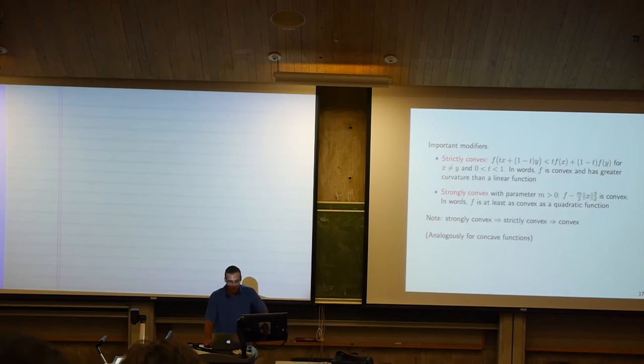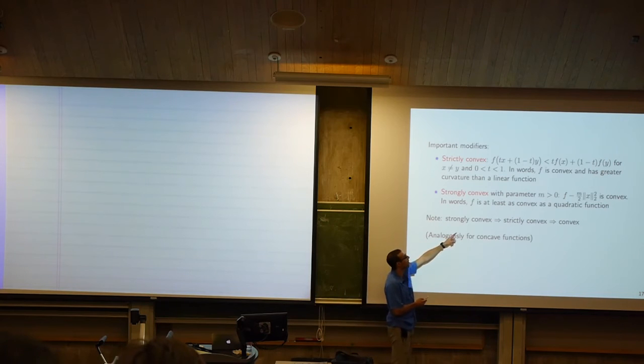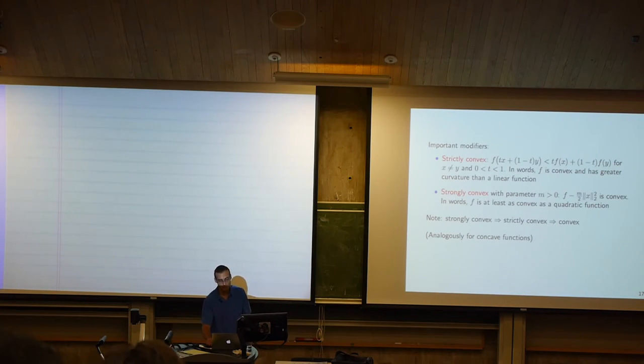So here are 2 very important modifiers: strict convexity and strong convexity. A function is convex if the previous definition held. A function is strictly convex if we get strict inequality instead of just less than or equal to. We get strict inequality whenever t is strictly between 0 and 1. That means the function must lie strictly below the line segment, not just less than or equal to the line segment, when t goes between 0 and 1, not including 0 and 1.